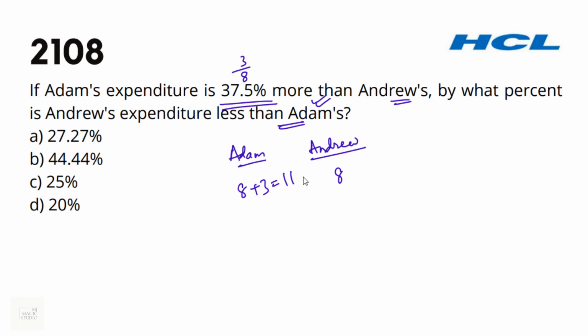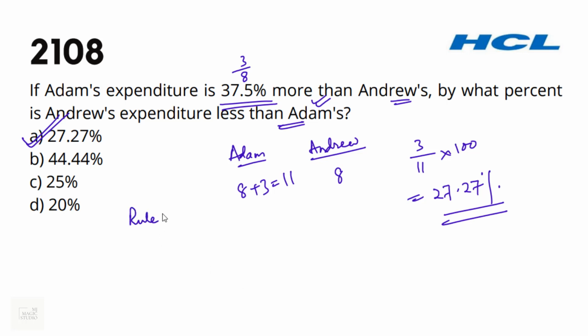So here the comparison is with Adam. We need to find 11 minus 8, which is 3, and it is to be compared with Adam's expenditure, that is 11. So 3 by 11. 1 by 11 is 9.09%, 3 by 11 would be 27.27%, that is in option A. And here we can very easily also use our rule 1, that if A is more by 3 by 8, B should be less by 3 upon 3 plus 8, that is 3 by 11, straight away.